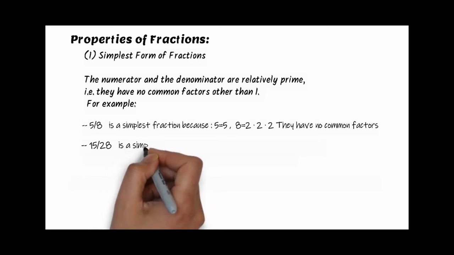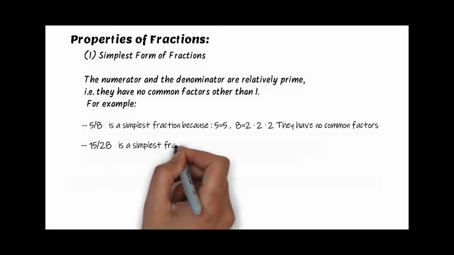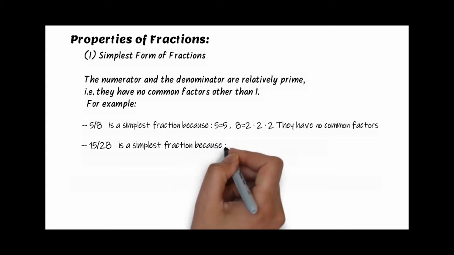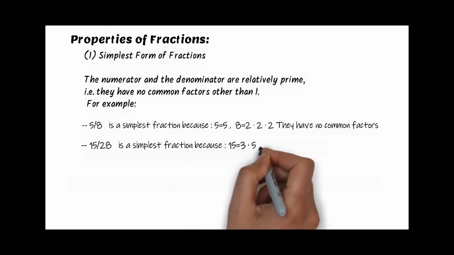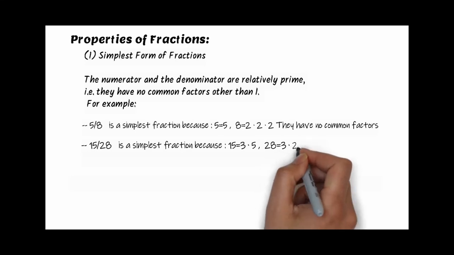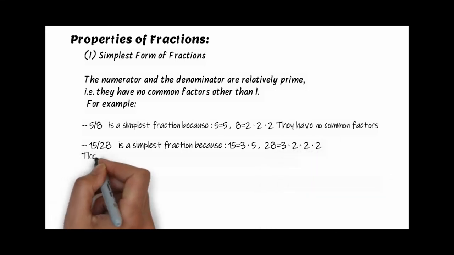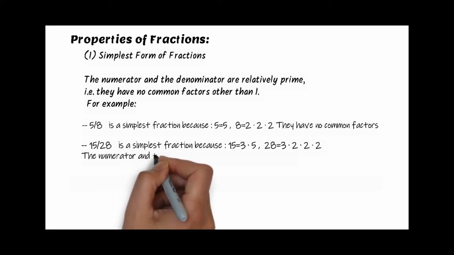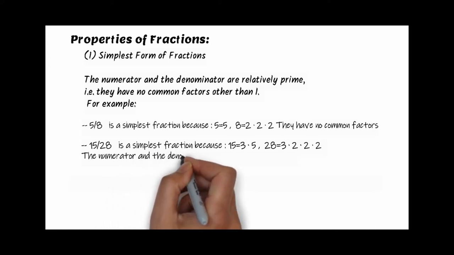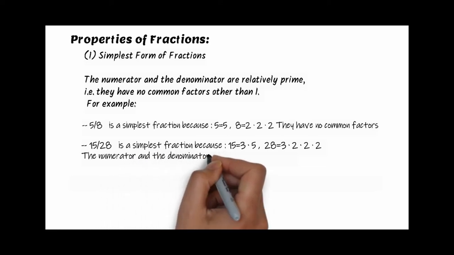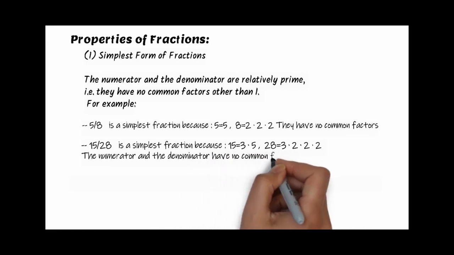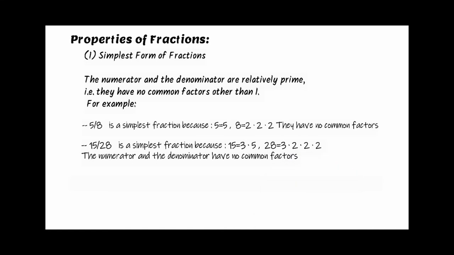Let's look at 15/28. This is also a simplest fraction. And why is that? If we look at the numerator, 15 can be factored into 3 times 5. 28 is 2 times 2 times 7. So for all of these factors in the numerator and the denominator, they have no common factors. So this also makes 15/28 a simplest fraction.